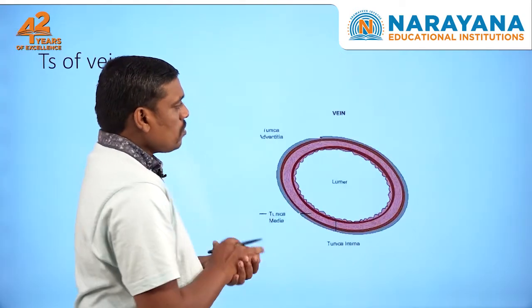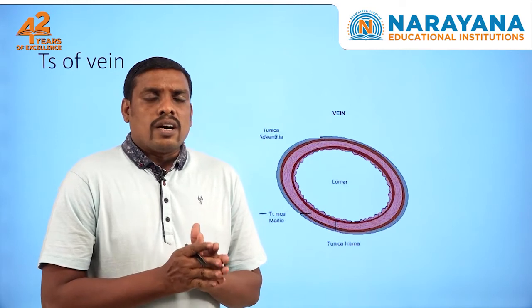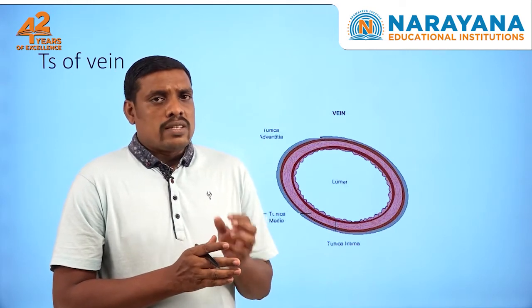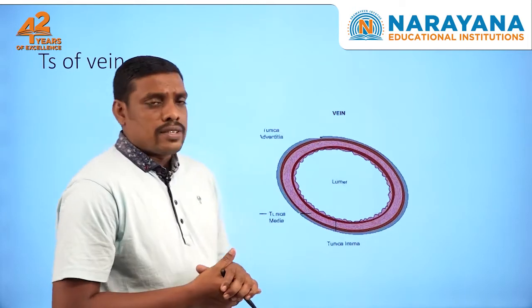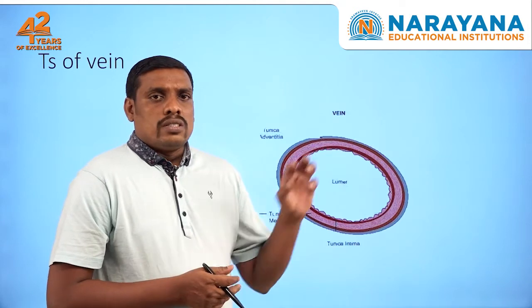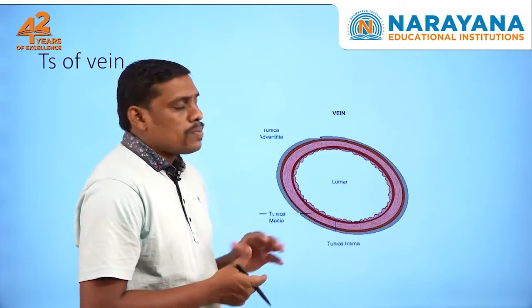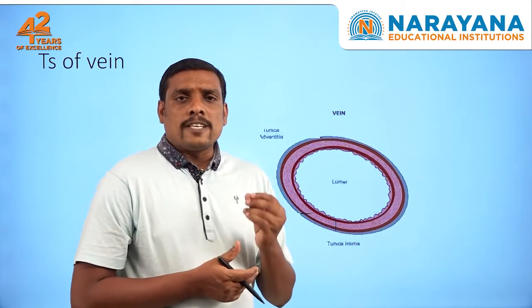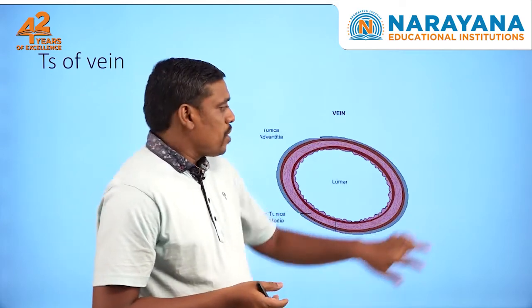Right. If you see the structure of a vein, as usually like an artery, the vein also has 3 layers around itself: the outer layer, which is tunica externa, then media, and tunica interna. These are the 3 layers of the vein, and there is a large space in the middle of the vein, called the lumen space.